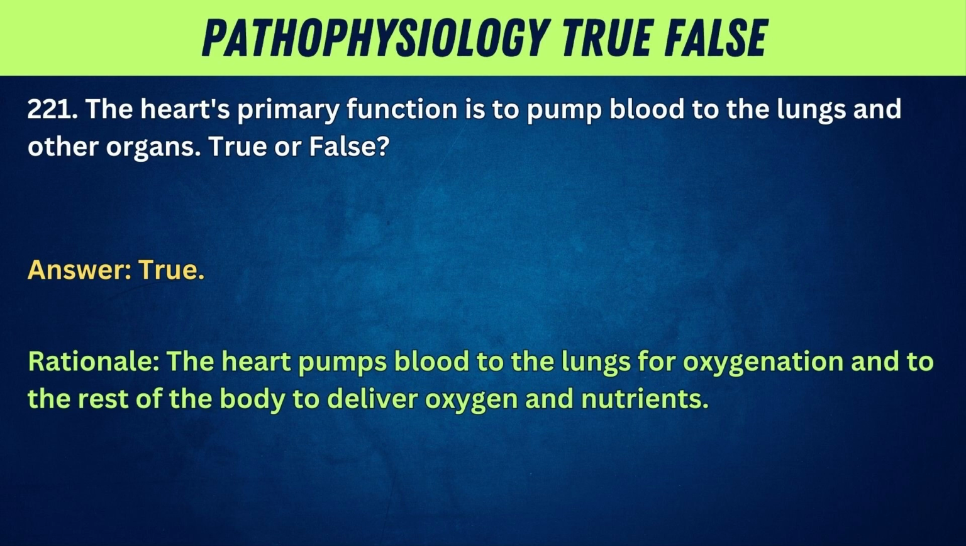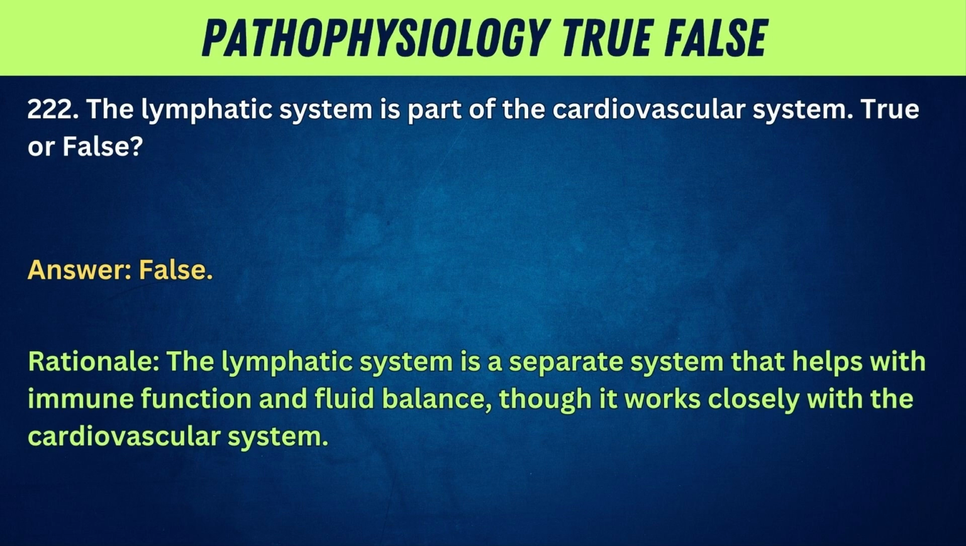221. The heart's primary function is to pump blood to the lungs and other organs. True or false? Answer: true. Rationale: the heart pumps blood to the lungs for oxygenation and to the rest of the body to deliver oxygen and nutrients. 222. The lymphatic system is part of the cardiovascular system.